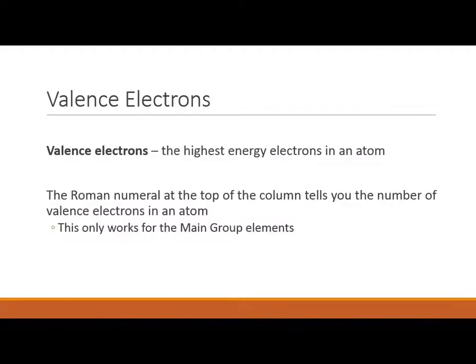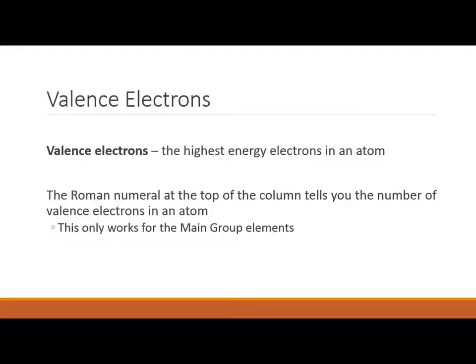Now, anytime we talk about electrons and protons, we need to specifically talk about what are known as valence electrons. Valence electrons are the highest energy electrons in an atom. All right, these are the electrons that are furthest from the nucleus. Okay, they're the easiest to remove. They're the ones that interact with other atoms.